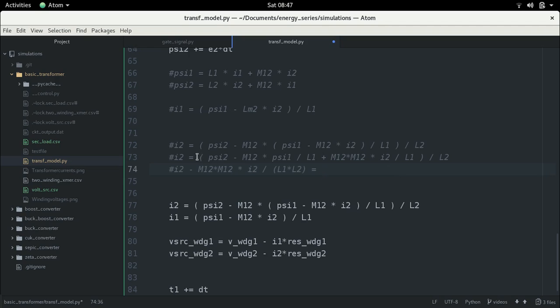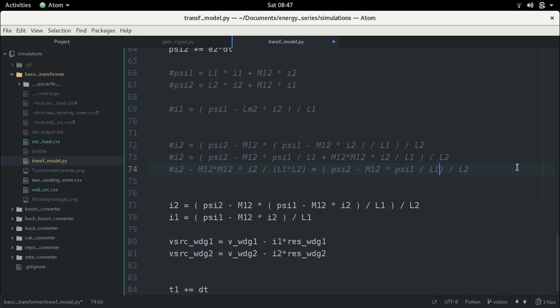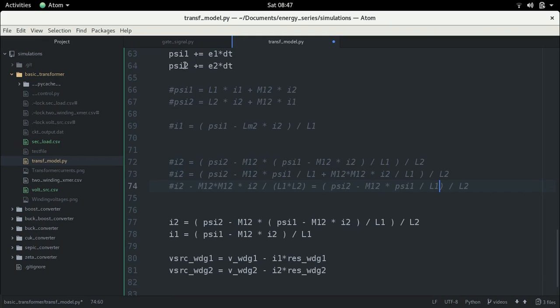So I can just copy this to make it easier for myself, and let me delete this term because this term has been removed, and the remaining terms can stay, right? So all I have done is I have taken this I2 term out from here, moved it to the left hand side, and left only the known terms here. See, psi2 and psi1 are being calculated here. They are integrals of the induced EMF. Therefore, these are known terms. There is no unknown term here. Now, all the unknown terms are on this side.